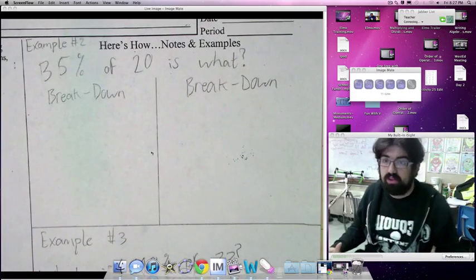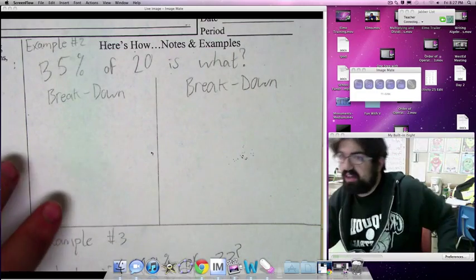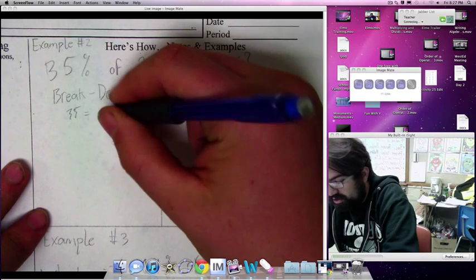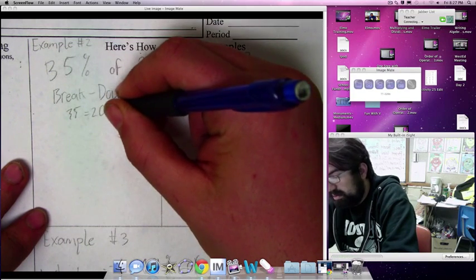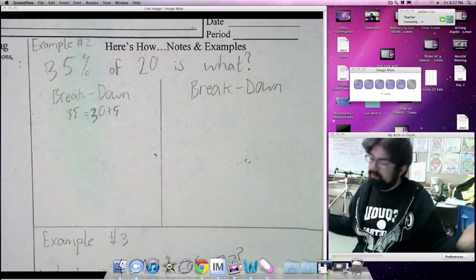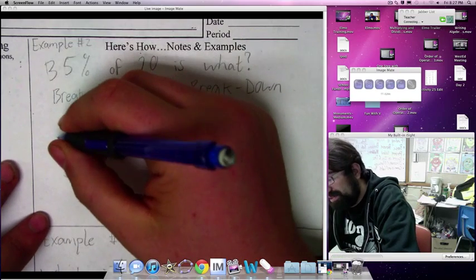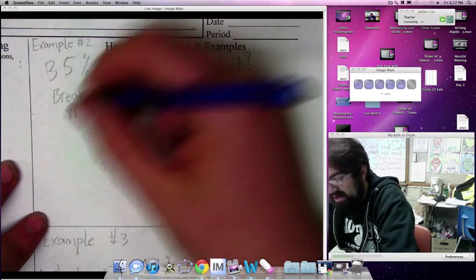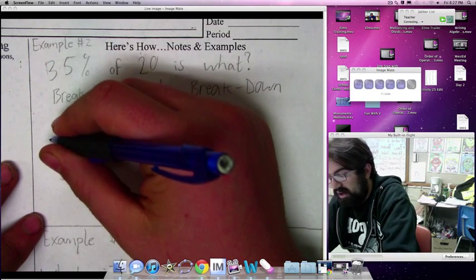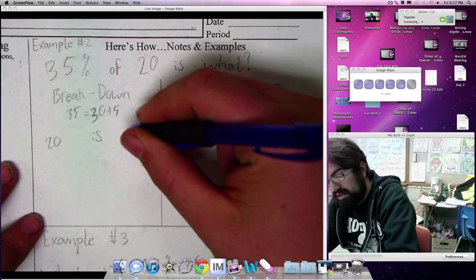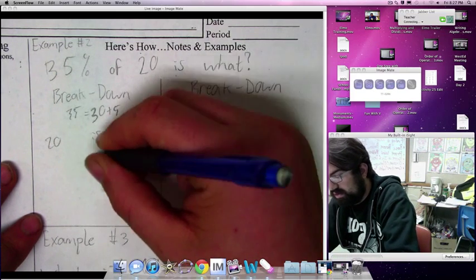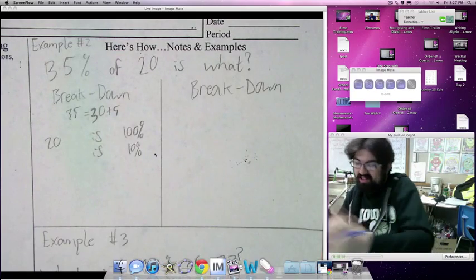Let's do another one. I'll do it 2 different ways. I'm looking for 35%. Well, I know 35 is equal to 30 plus 5. Right? Cool. Let's do it. I'm going to start with my number, 35% of 20. Well, I know 20 is 100%, right? So I want 10% first. Move the decimal once, it's 2.